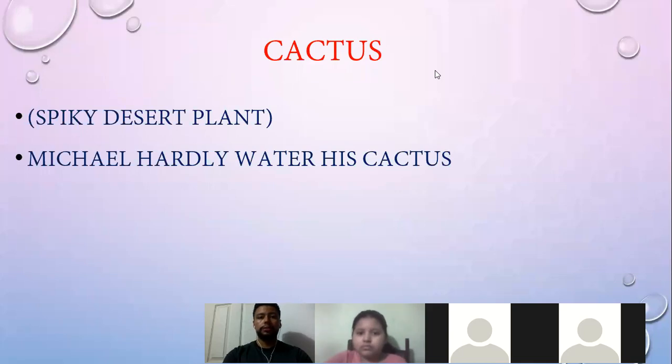Cactus. You know this. It's a spiky desert plant. We cannot see these plants in the city. Well, actually, some people have these plants in the house. But as you know, these plants don't need a lot of water.